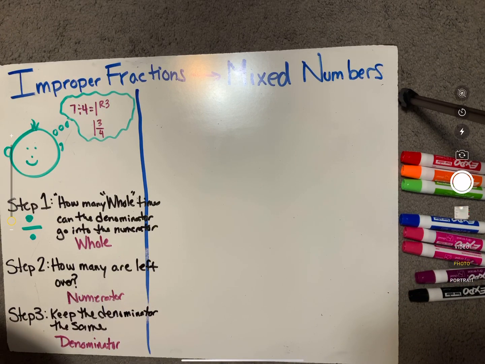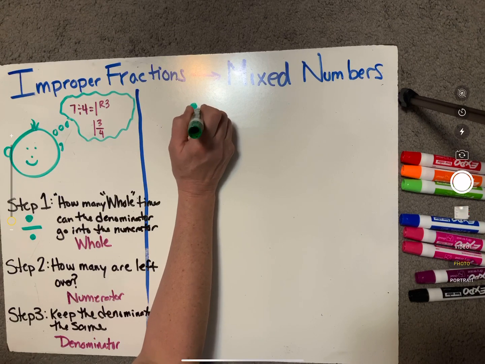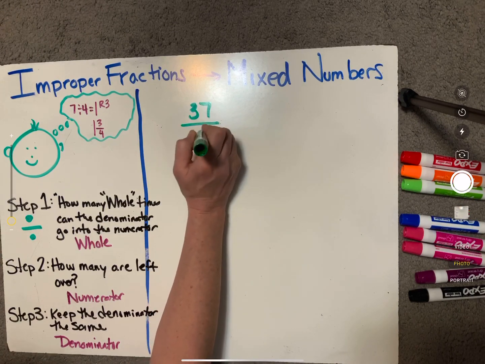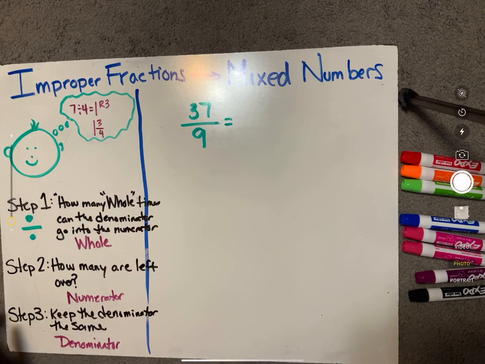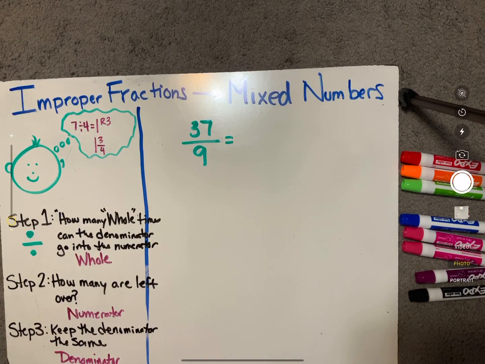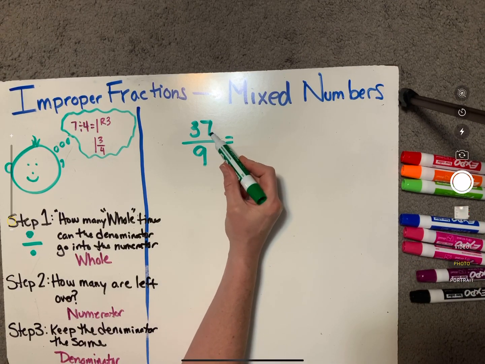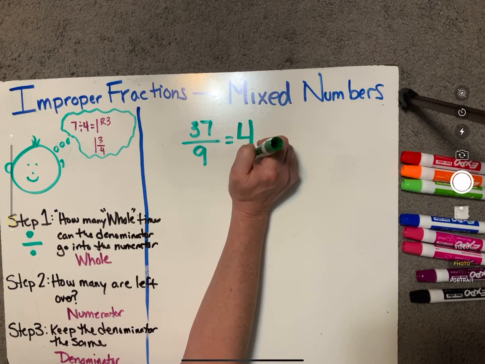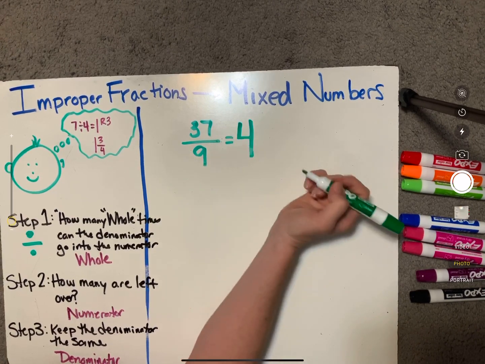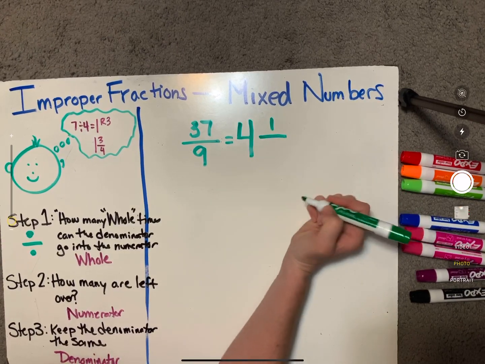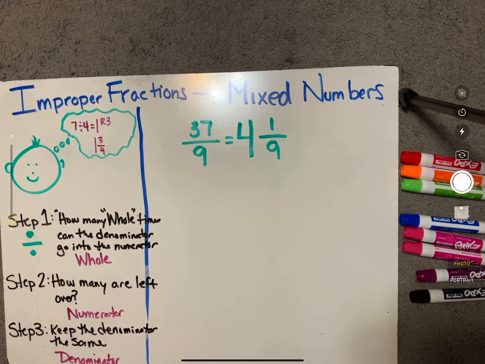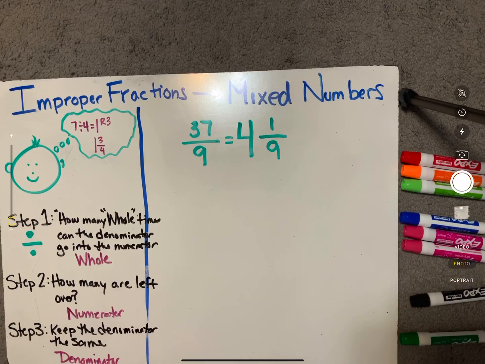So let's do some sample problems. How about 36? Nope, not 36. Sorry, let's do 37 so we have a remainder. 37/9. You see that as the glare on there? Yep. 37/9. So we're thinking in our head, how many times can 9 go into 37? It goes in 4 whole times, because 9 times 4 is 36, and there is 1 left over, and my denominator remains the same.